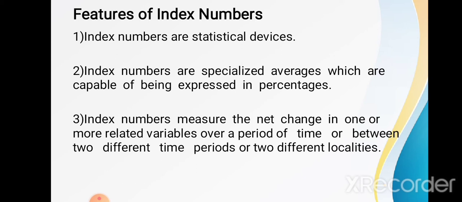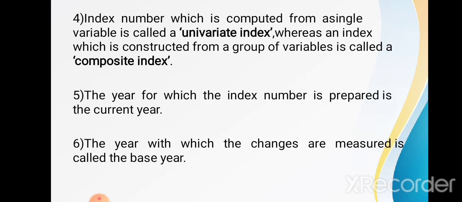Index number measures the net changes in one or more related variables over a period of time, between two time periods or between two different localities. So I hope the third feature is clear. What does the third feature say? It says that the index number measures the net changes in one or more related variables over a period of time between two different time periods or different localities. I hope all three features are clear to you.